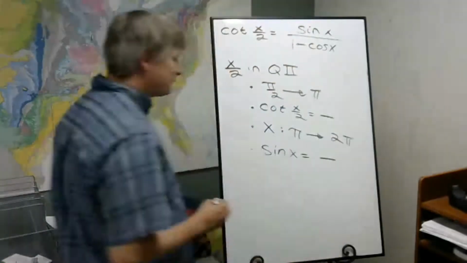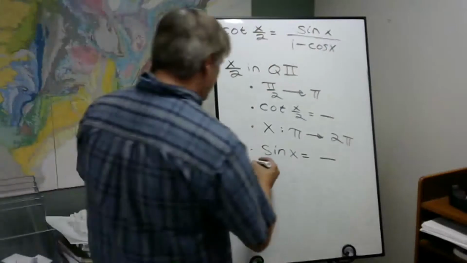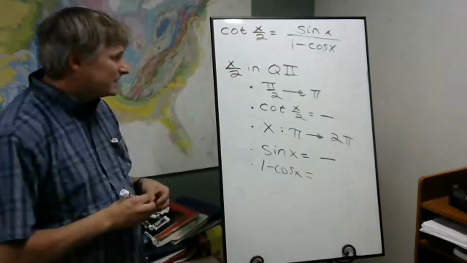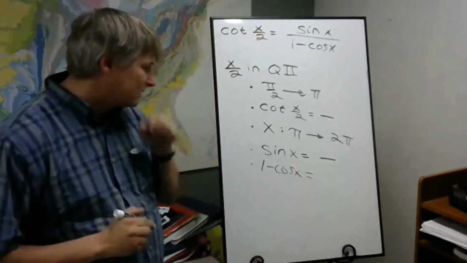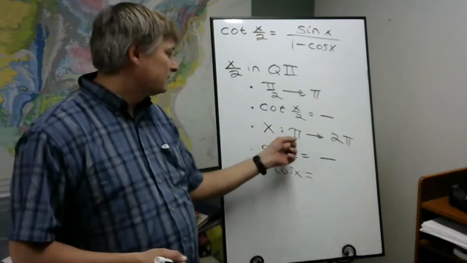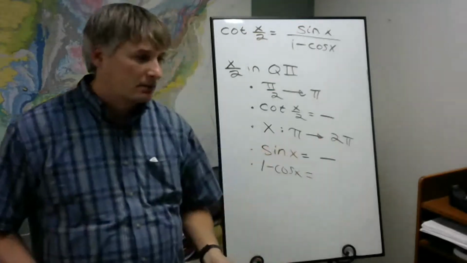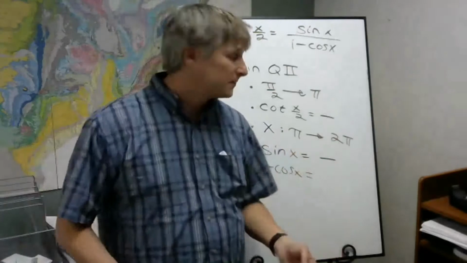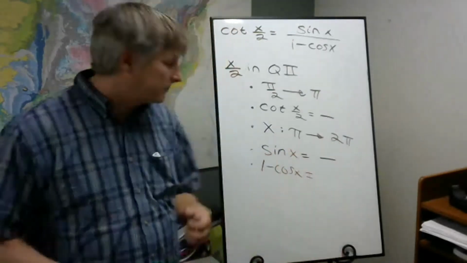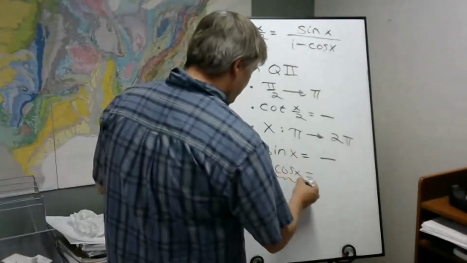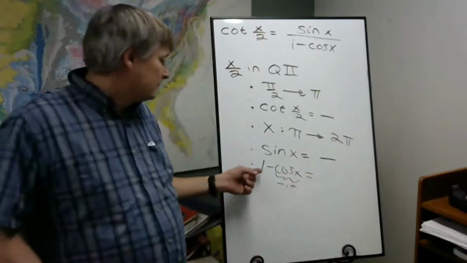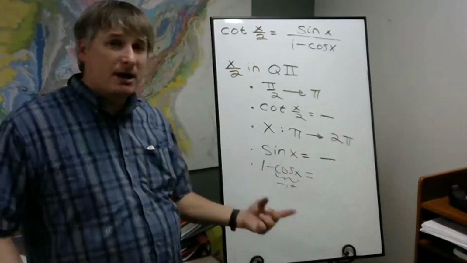So that's going to be negative. And then 1 minus cosine x, well, it's the same argument we had before. For x, the angles from pi to 2 pi, those are the third and fourth quadrants. In the third quadrant, cosine is negative. In the fourth quadrant, cosine is positive. So we're going to get something like this. But regardless, 1 subtract a negative will become a positive.